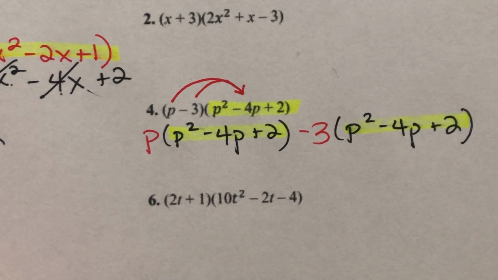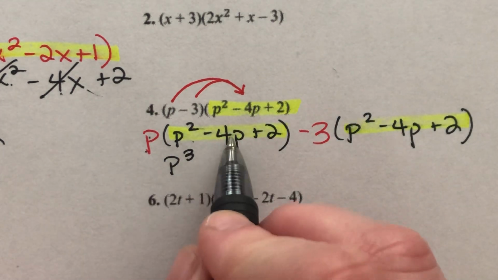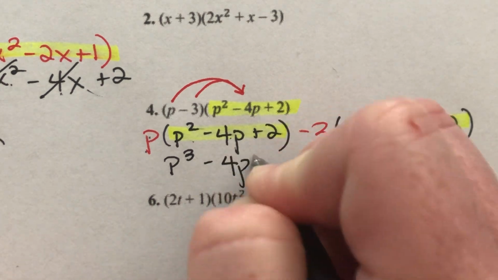All right, so p times p squared is p to the third. P times negative 4p is negative 4p squared.